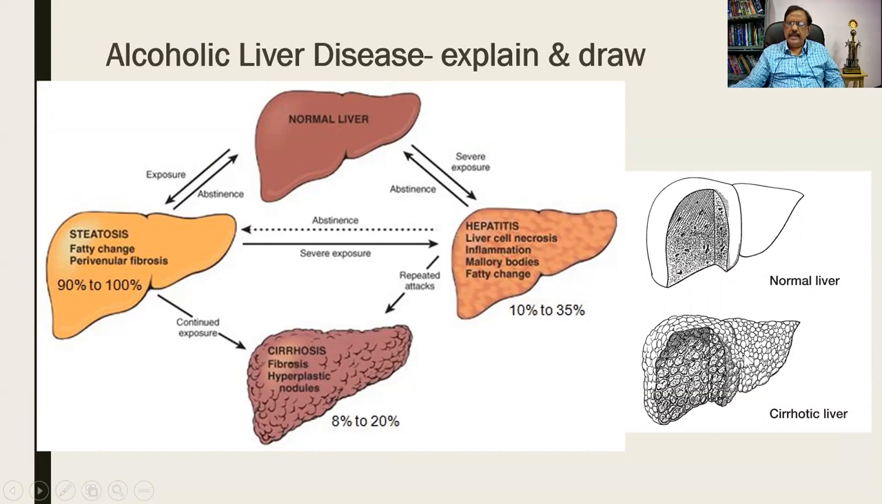This again is a line diagram of the normal liver and the cirrhosis. This has been shown earlier and shall be shown later also. Please appreciate the multinodularity, producing a hobnail pattern, and that is there throughout the cut surface also. The entire liver is involved in cirrhosis. I would like you to draw these diagrams and explain.